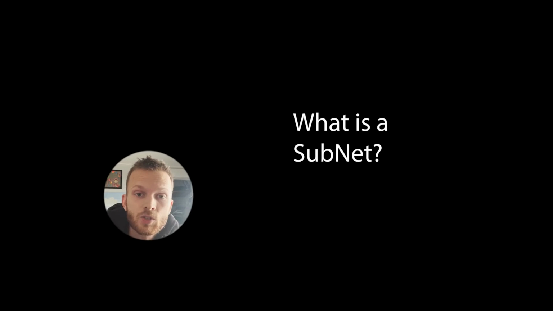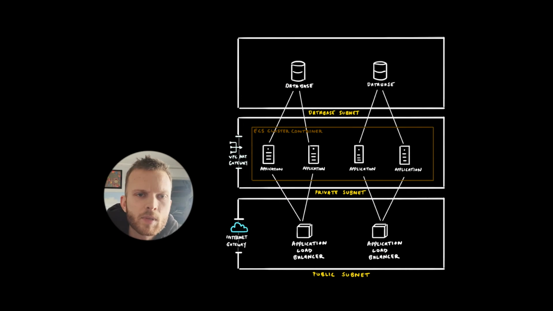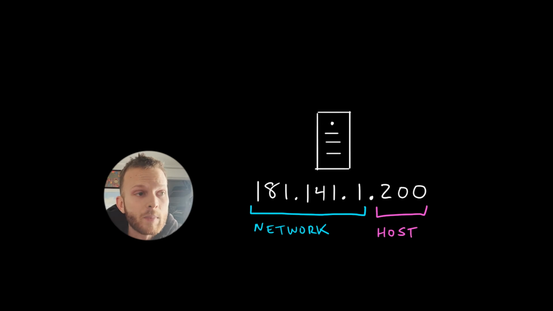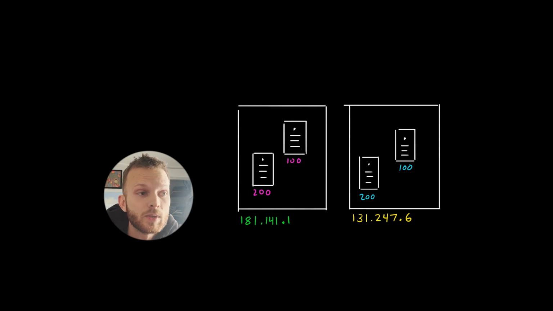If you've ever watched a TV show about hackers like Mr. Robot, or if you've ever overheard IT or networking people talking, maybe you've heard the term subnet. What is a subnet? So in computer networking, each device gets assigned an IP address. The IP address is divided into two main parts, the host address and the network address. The host address uniquely identifies devices within a network, and the network address uniquely identifies devices of different networks.